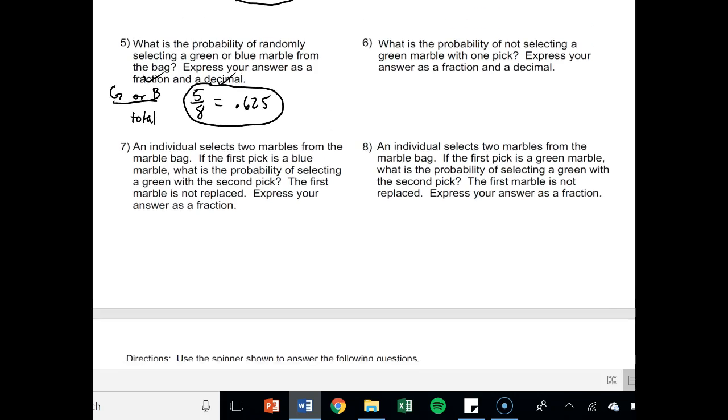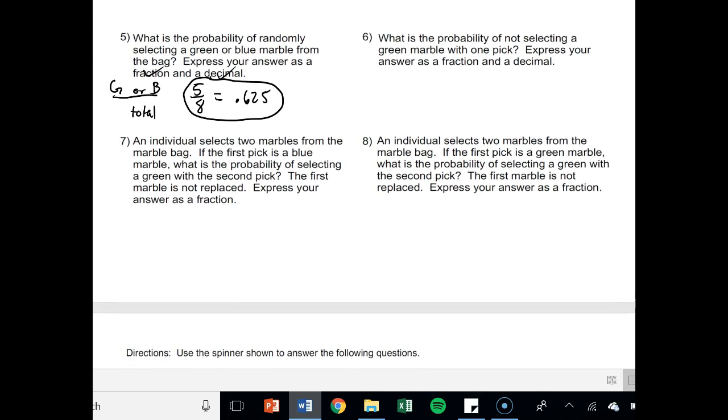And lastly, number 7 on the front, an individual selects 2 marbles from the marble bag. If the first one is blue, what's the probability of selecting a green with the second pick, with the first marble not being replaced. That's the key thing. So I want blue out of total, and then I want the next event to be green out of my total minus 1, because I'm not going to put the marble back. So the first one being 3/8, because there are 3, and then times 2 over 7, because I'm subtracting 1 because I'm not putting the marble back. So I can cross cancel here. This becomes a 1, this becomes a 4. It says express your answer as a fraction. So when I multiply straight across, I get my answer of 3 out of 28.